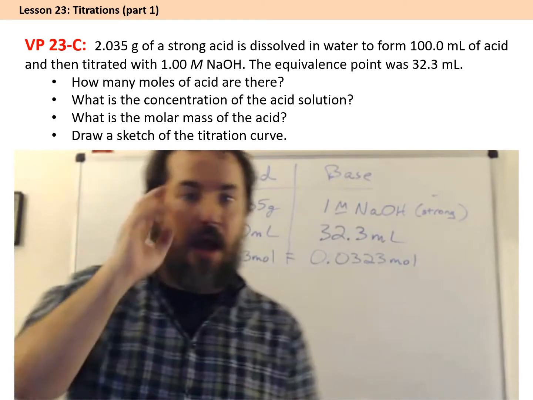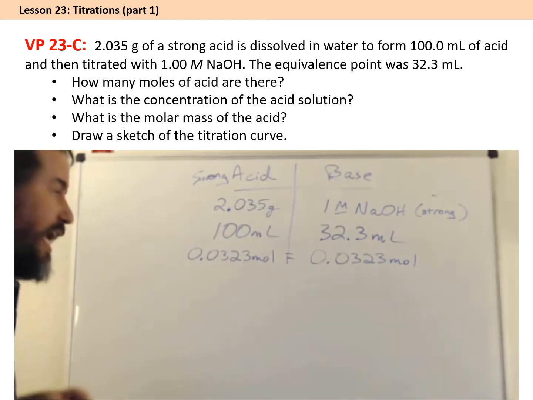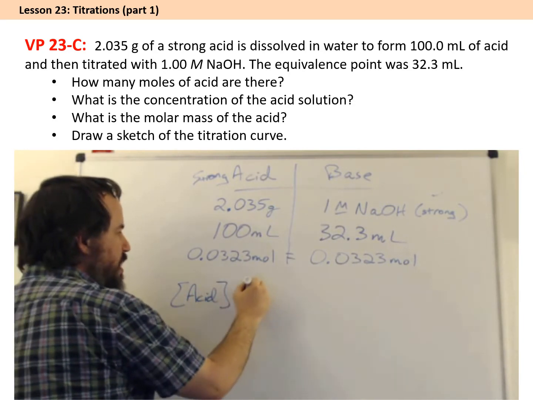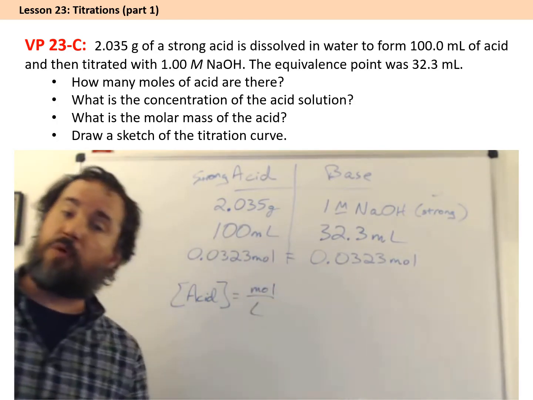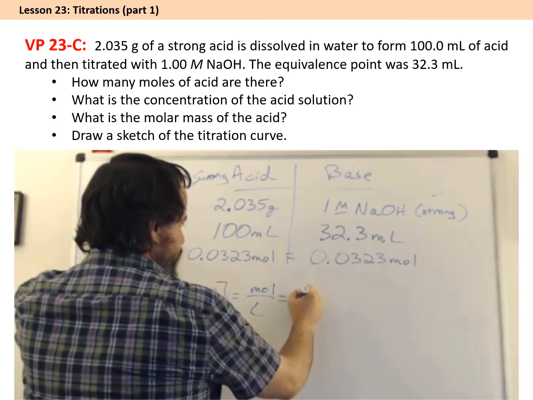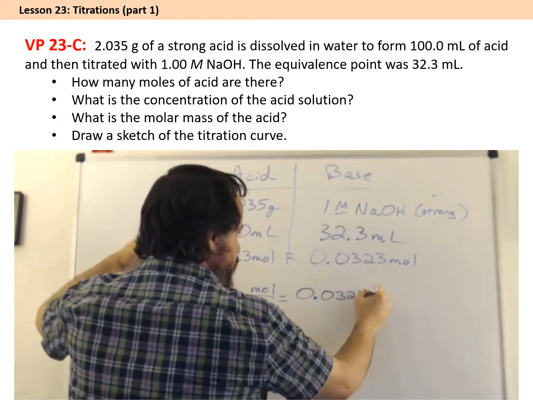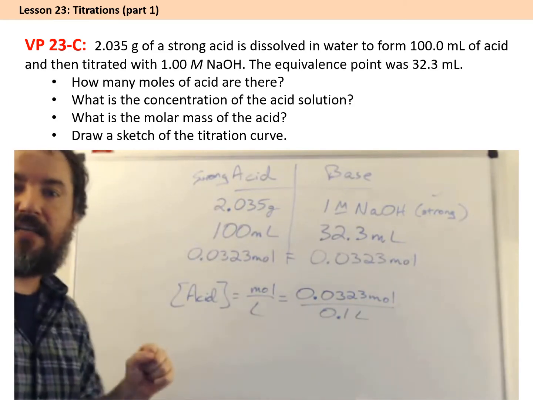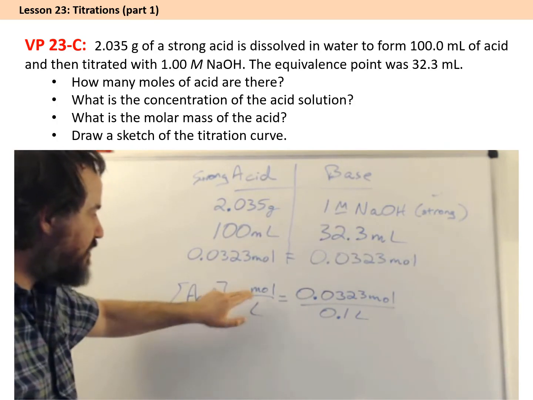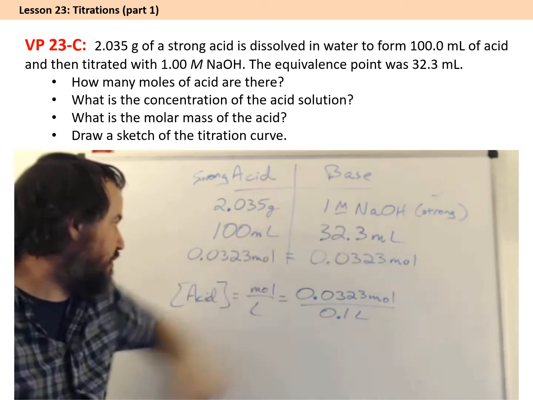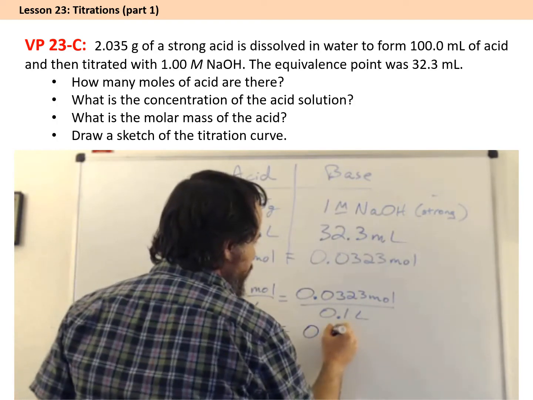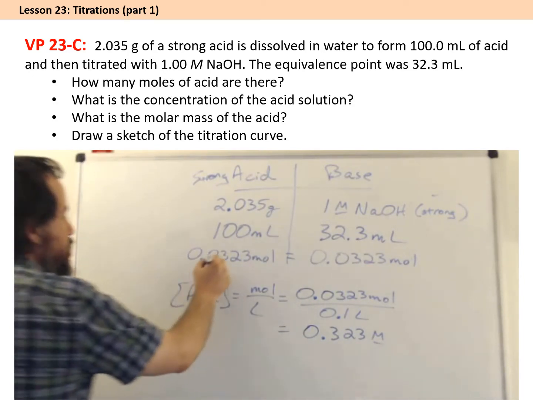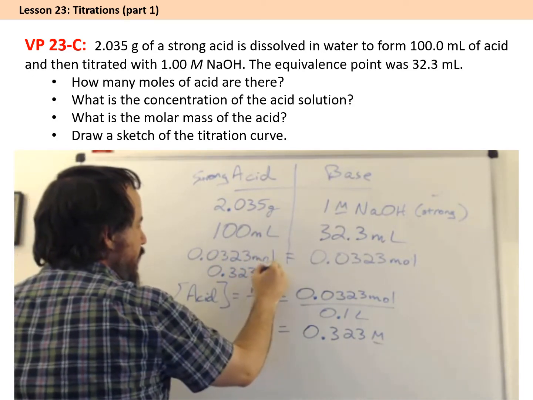Okay. Our second thing, what is the concentration of the acid? So we want to know concentration of the acid. So that's going to be moles over liters, because that's what concentration is. I just figured out the moles. I was given the number of liters. This is just of the acid, right? So it's moles acid over liters acid. Nothing to do with the base. All right, so when I do this, I get 0.323 molar. Okay, that is the concentration of my acid.